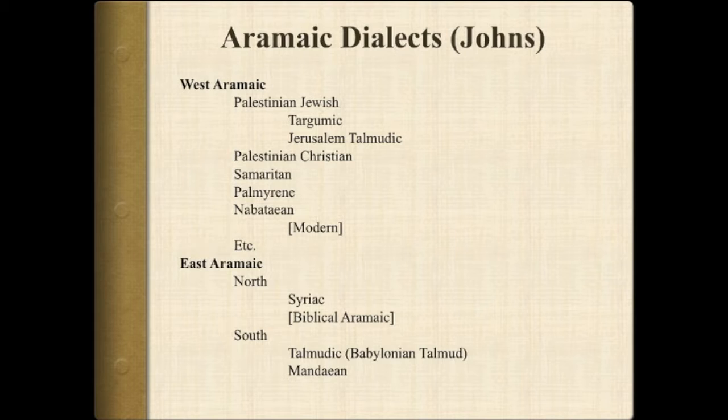There's also Palestinian Christian Aramaic, Samaritan Aramaic, Palmyrene, and Nabatean, whose offshoot is modern Aramaic, which is still spoken by perhaps 600,000 people worldwide. And then there are a lot of other smaller dialects. Among East Aramaic, there's that found in the north, which is the Syriac. Some people put biblical Aramaic in here. Syriac is the language used in the Syrian Orthodox Church for their liturgy. Southeast Aramaic would include the Babylonian Talmud and writings that have been found in Mandean.